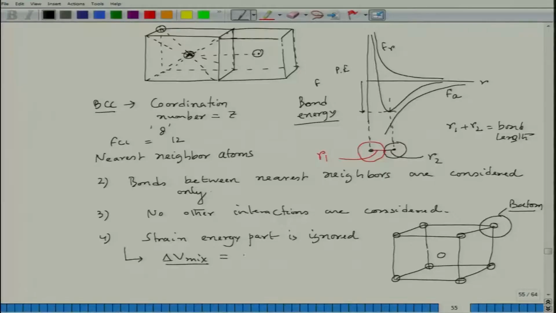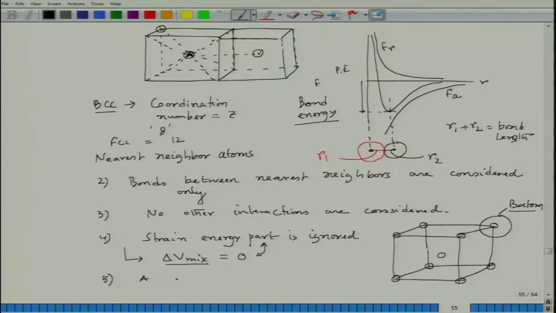That means molar volume of pure A and pure B would be just added up as per the molar fractions of A and B. So, effectively we do not get any change in volume. So, this is considered as 0. So, which is almost corroborating each other. That means, if there is no volume change, we would not get any volume dilation, and effectively we are not getting any strain energy part.